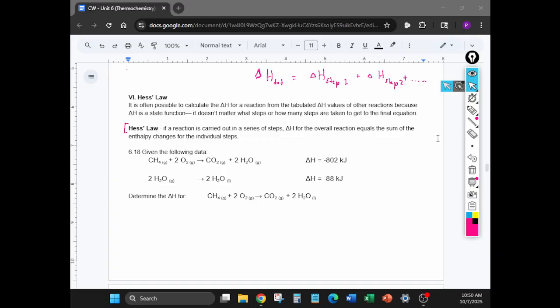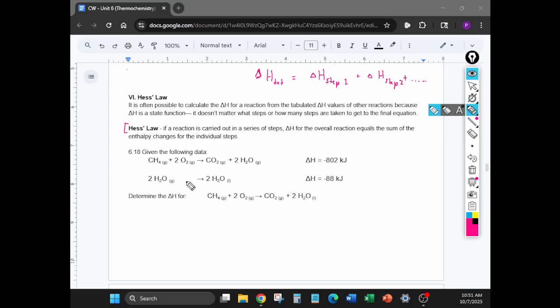All right, so let's look at 618 now. 618 tells us that you get this data right here. So these are the 2 step reactions. And then it's asking you to find the delta H for this reaction right here. So what we're going to be doing is we're actually going to be organizing these reactions to combine to make this one right here. Okay, so it's pretty simple.